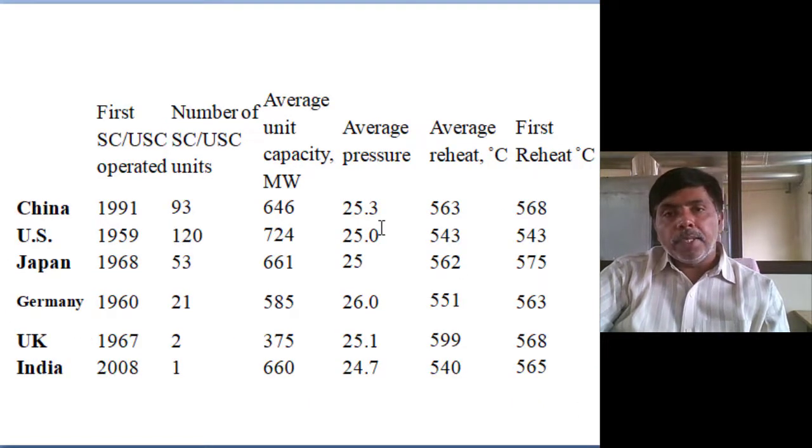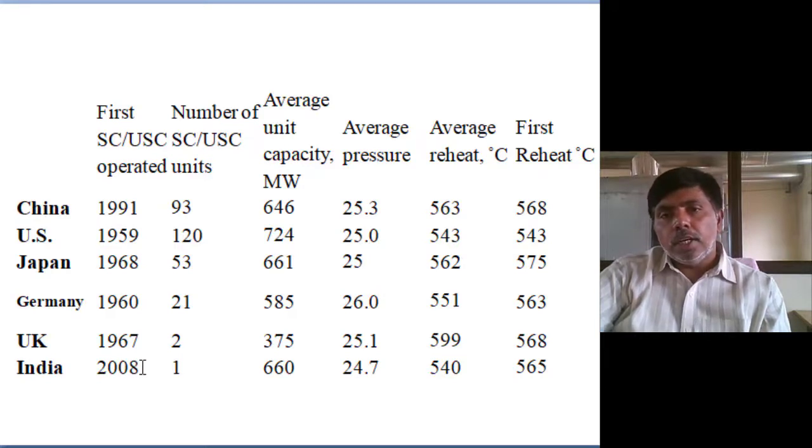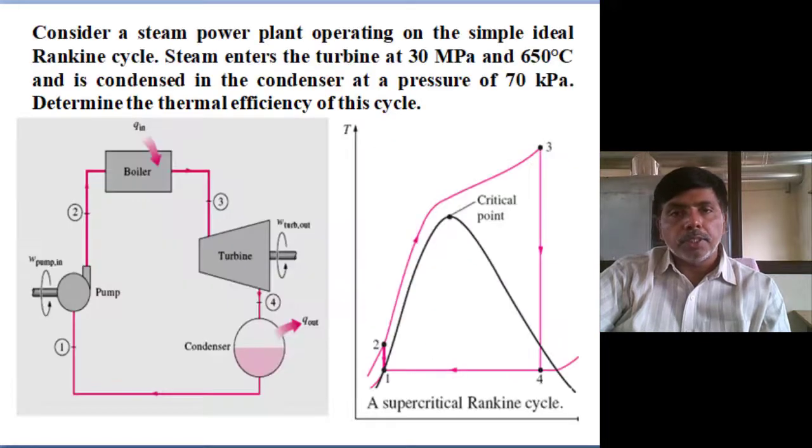What are the power plants available? Starting year I am writing, not at present. China started supercritical and ultra supercritical in 1991, and the USA started in 1959. Japan started in 1968. Germany started in 1960. UK started in 1967. India started in 2008. That is also, I think, Reliance Power, Anil Ambani Group. They started the first power plant in Haryana, with the support of a Chinese company, meaning the boiler suppliers are Chinese only.